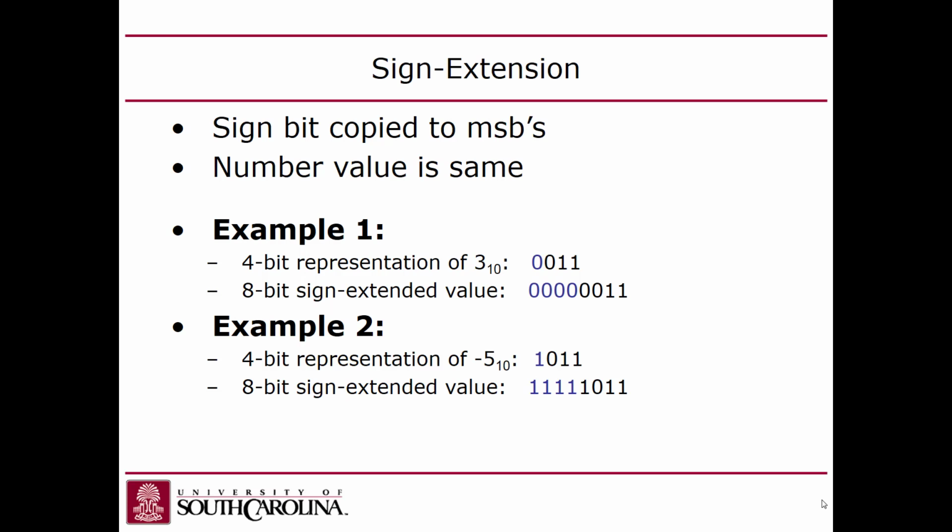So if you had a number like 3 in 4 bits and I wanted to make it 8 bits, then I could add, in this case, 4 zeros and I would be fine, because that 3 could be a signed number and just be positive, or it could have been an unsigned number.